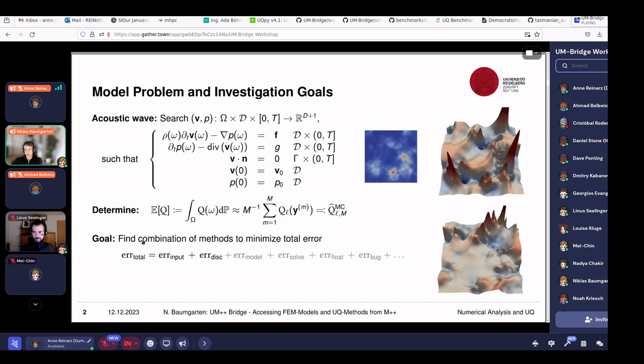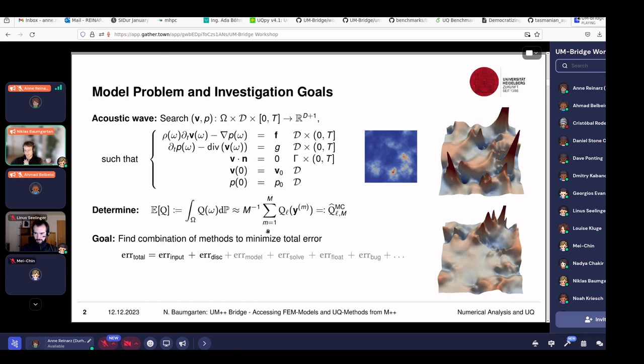Additionally, there are multiple sources of errors in the simulation. So there's this input error stemming from the random fields when I'm sampling from the random fields. I have discretization errors from the time stepping methods and the space discretization, and also a bunch of other error contributors. I'm mostly going to focus on these two. And the goal is to find a combination of methods, so really to search the space of methods to minimize the total error.